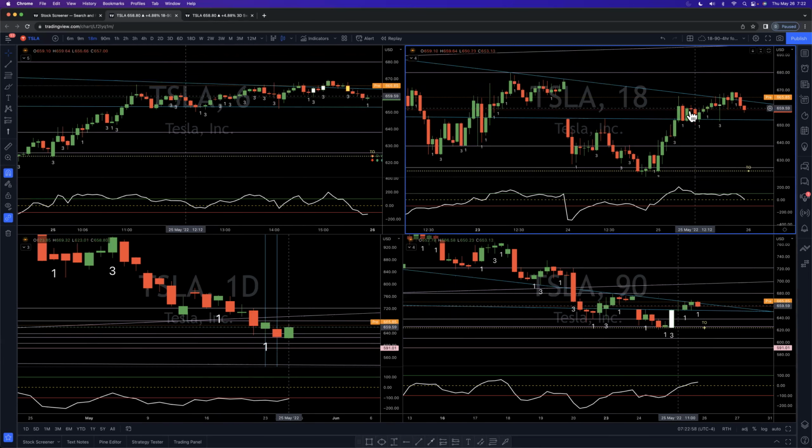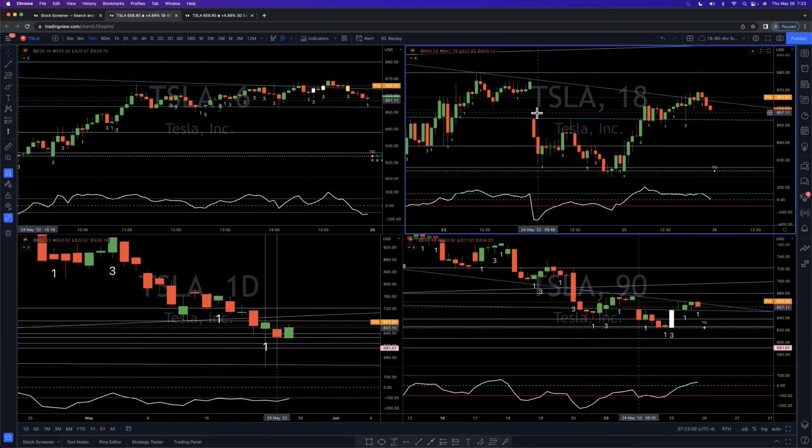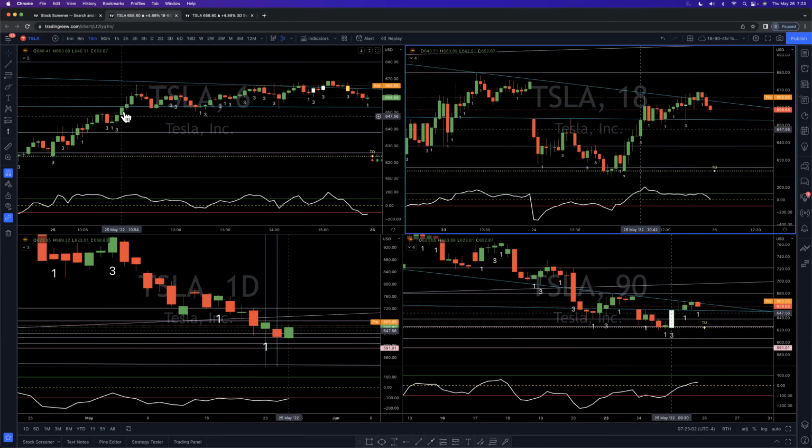So difficult, I tell you. I didn't trade this. I didn't trade this. What I did though, is I tried to take this short here.